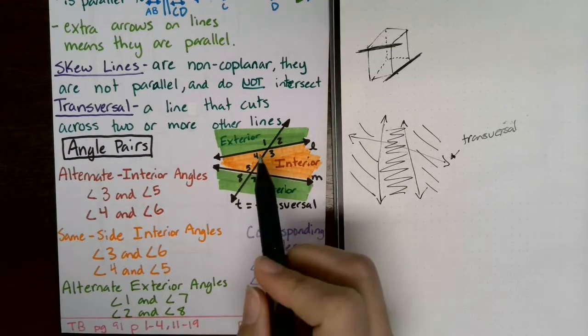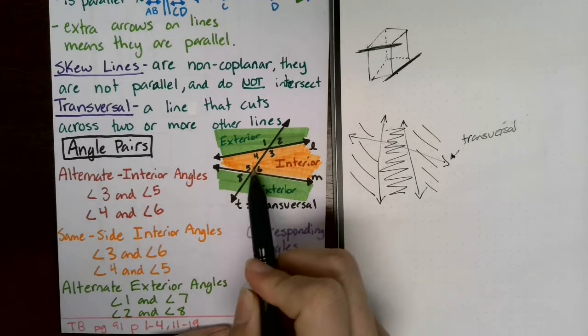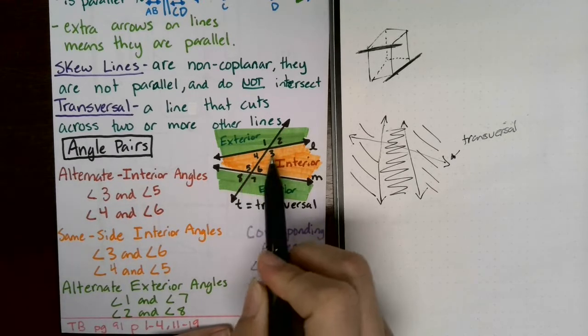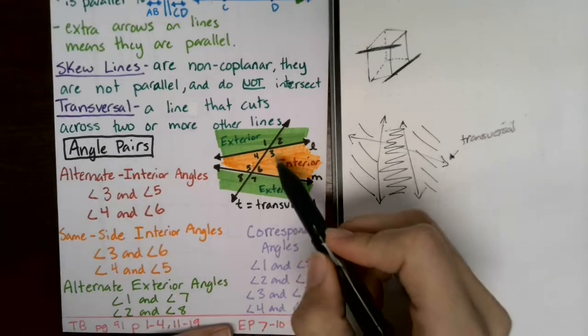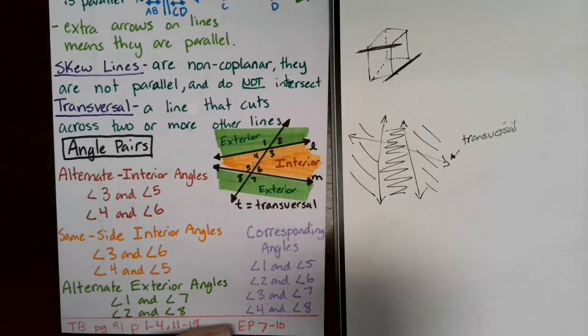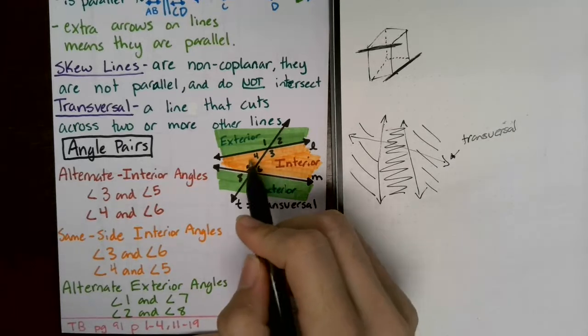So we can see on here, angle 3 and angle 5 on different sides of the transversal, so that makes them alternate, and they're on the interior, so they're alternate interior. Now you may be like, why not 3 and 4?